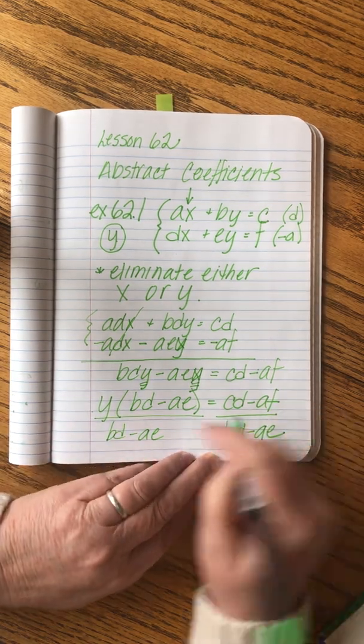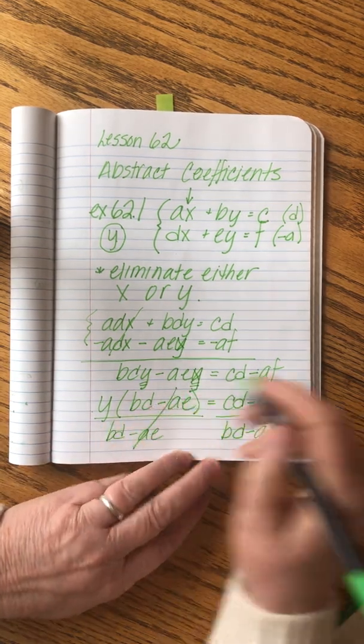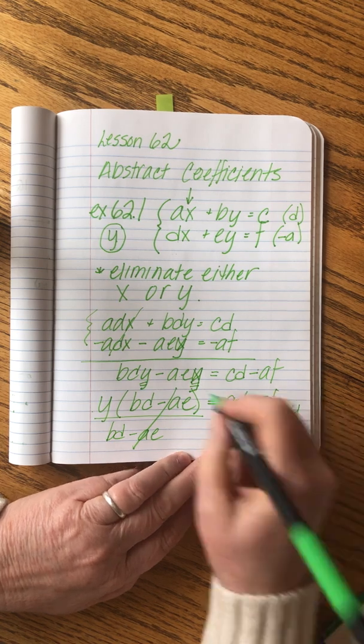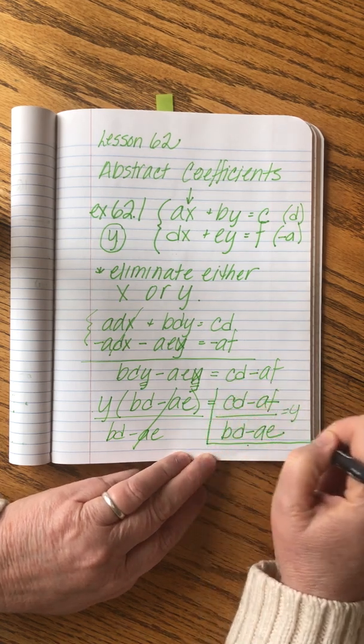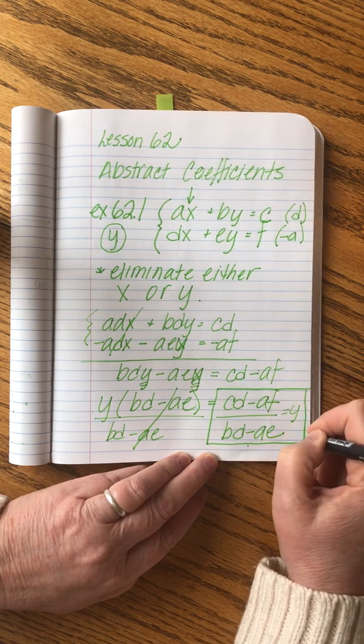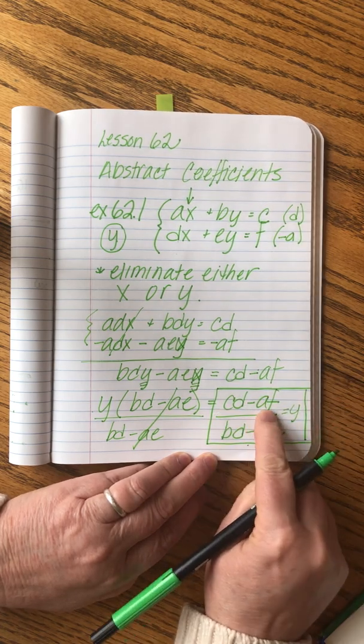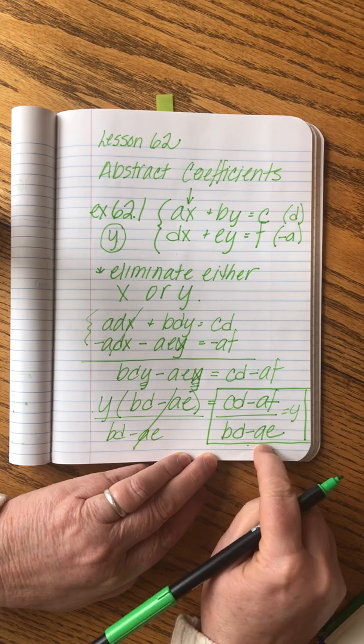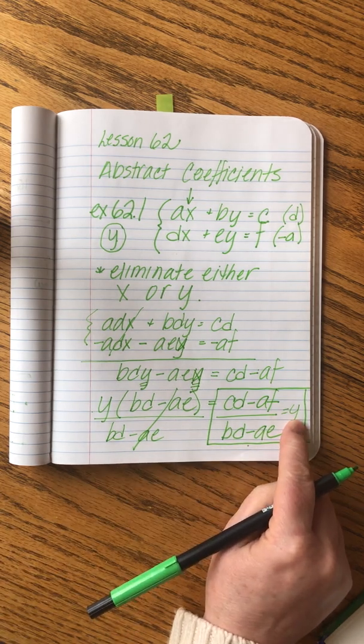And there's my Y over there. I'm going to write it again over here and box my answer like so, because I don't want to write all this over again. CD minus AF over BD minus AE equals Y.